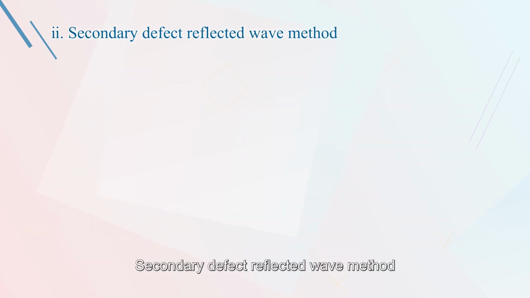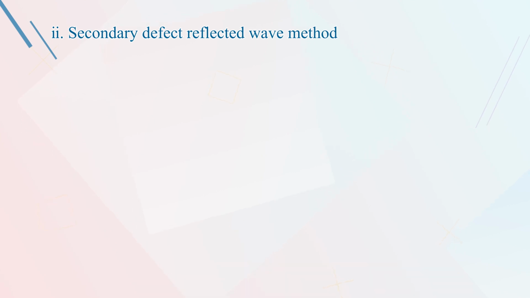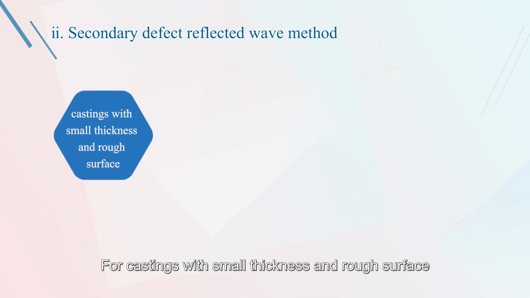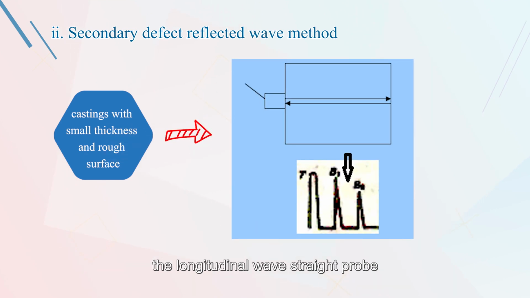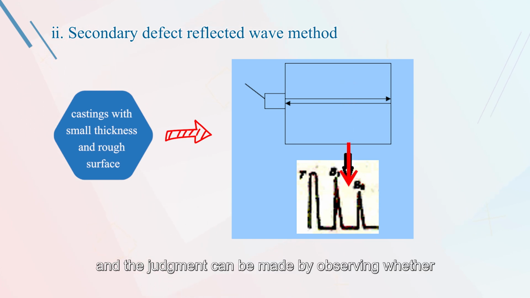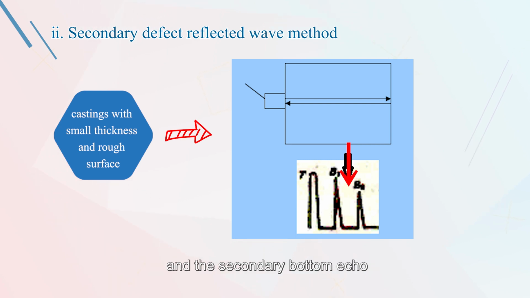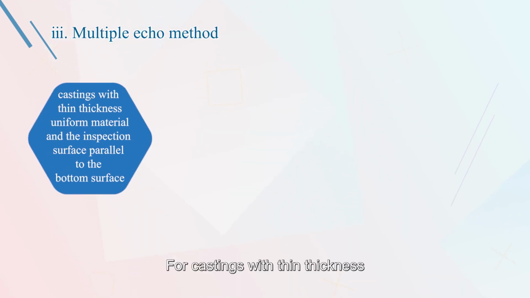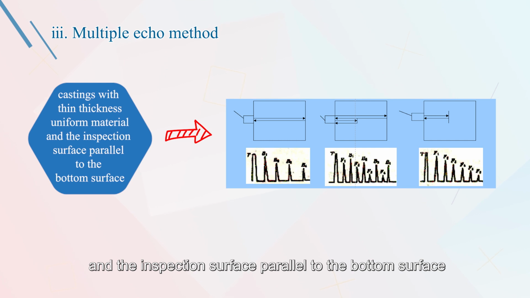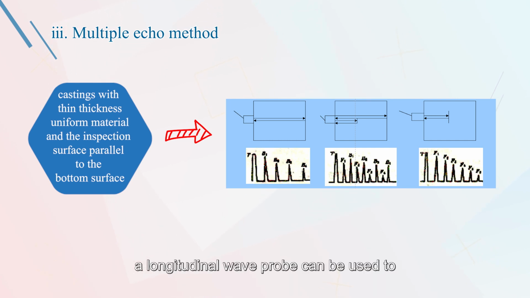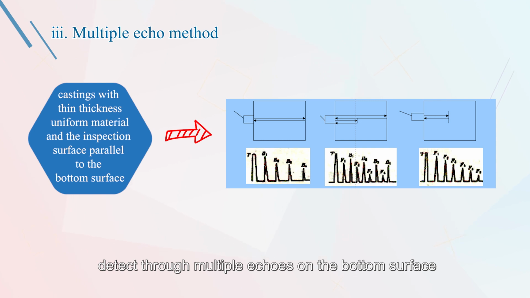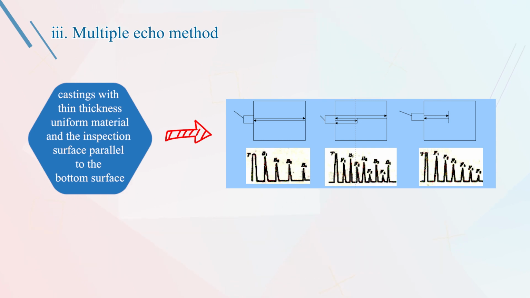2. Secondary defect reflected wave method. For castings with small thickness and rough surface, the longitudinal wave straight probe can be used for inspection, and the judgment can be made by observing whether there is a defect signal between the primary bottom echo and the secondary bottom echo. 3. Multiple echo method. For castings with thin thickness, uniform material, and the inspection surface parallel to the bottom surface, a longitudinal wave probe can be used to detect through multiple echoes on the bottom surface.